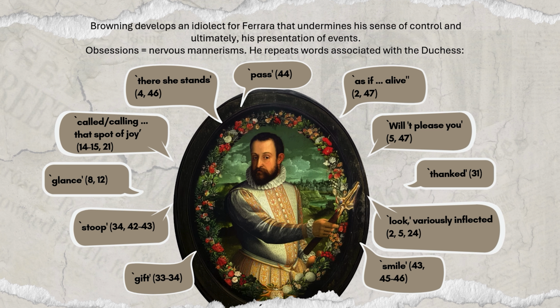So this idiolect we can look at in a little bit more detail here. We've got this idea of the gift, stooping, glancing, all of these things that he repeats throughout the poem. So this is a kind of nervous mannerism. All the words he repeats are associated with the Duchess, as if he's obsessed and can't stop thinking about things, going over and over in his mind. So remember, although the narrative is based loosely on chronicled events in Renaissance Italy, this is a fictional character that has been created by Browning, and this idiolect is Browning's interpretation.